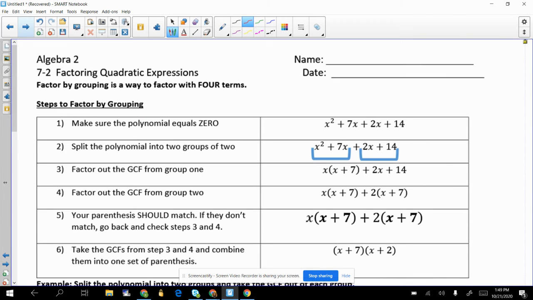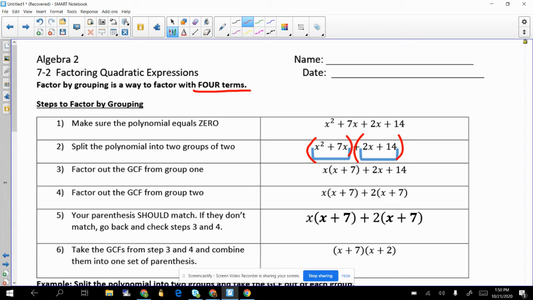Here we go. So to factor quadratic expressions by grouping, what we'll be focusing on is when we have a quadratic expression with 4 terms, okay? So your first step here is to make sure that the polynomial equals 0, which we're not really going to be focusing on too much just yet because we won't be solving. We're only going to be looking at expressions, okay? Then your second step is to split the polynomial into 2 groups of 2 terms. So I usually like to call this the group, and we'll put those in separate sets of parentheses, okay?